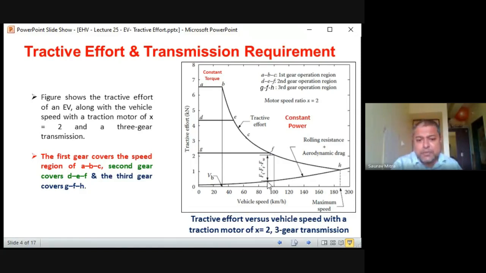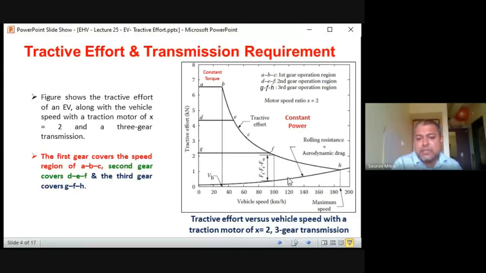So at this point, at this much speed, how much is the speed? Around 90 kilometer per hour. In this case, we are finding how much is the actual energy given by the power to drive the vehicle. So this graph is very important. Please give some time to understand this graph.